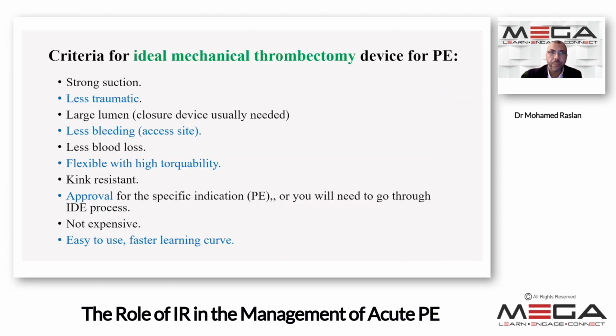When you macerate the thrombus, you expose more surface area so that the pharmacological means will find more surface to work on. So just to imagine the criteria for an ideal mechanical thrombectomy device, we need it to have a strong suction, less traumatic, larger lumen, less bleeding, less blood loss, flexible with high torqueability, kink resistant, and it needs to be approved for the specific indication, which is BE, or you will need to go through the IDE process. Not expensive and easy to use, faster to learn.